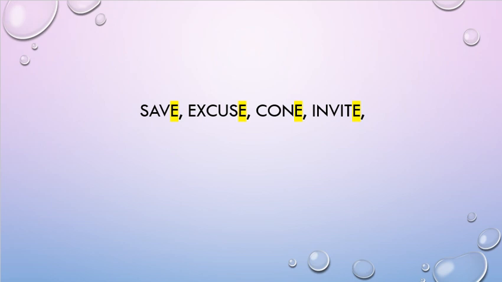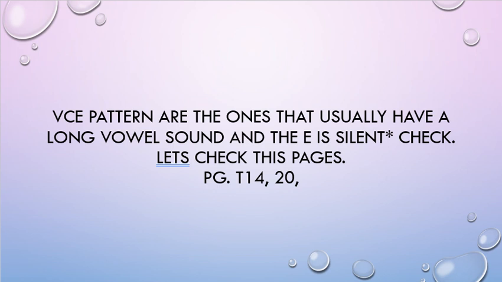Alright, let's see. The Vce pattern words usually have a long vowel sound and the E is totally silent. The E is totally mute, so we don't pronounce it. Remember, you need to have a long vowel and then the final E is totally silent. Let's check, please, pages 14 and 20 in your Journeys New Frontiers Reader's Notebook Volume 1, the purple notebook, the practice one.